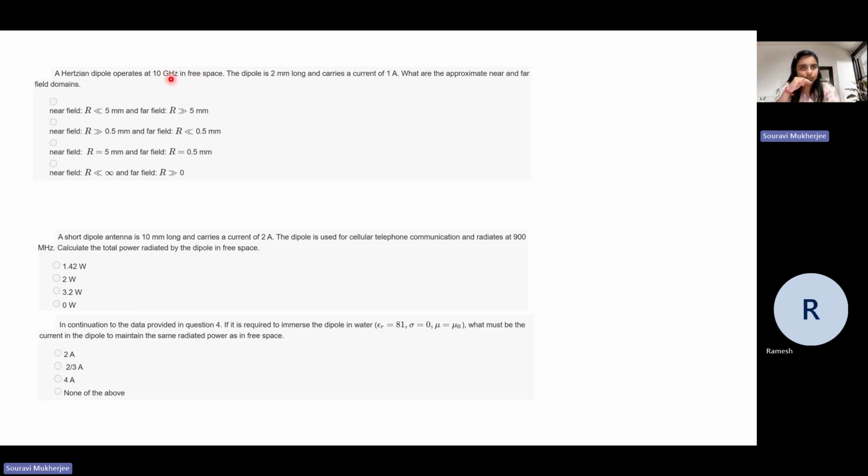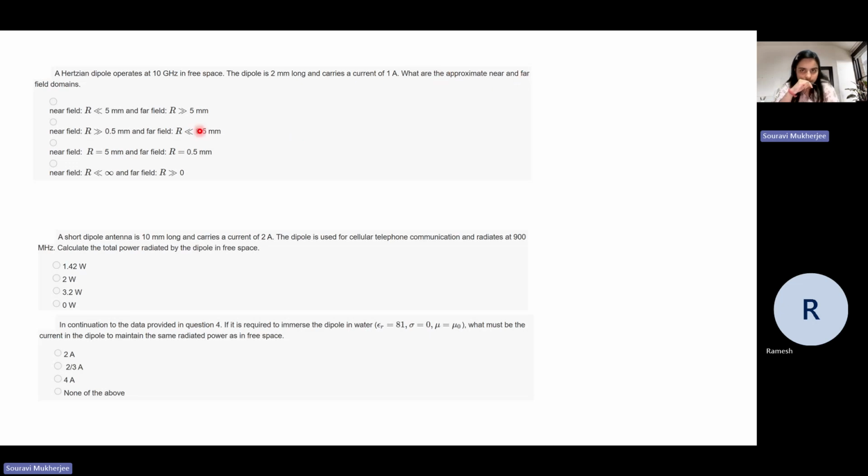So for this case, you can always use nu equal to c by lambda. So c is your speed of the wave in free space, which is 3 × 10⁸, and c by lambda is nu, or you can write c by nu is equal to lambda. So nu is also provided, which is the frequency, so that means you can find the wavelength. Now it is said that the dipole is 2 millimeter long. So you know the delta Z basically, and it carries a current I, which is equal to 1 ampere.